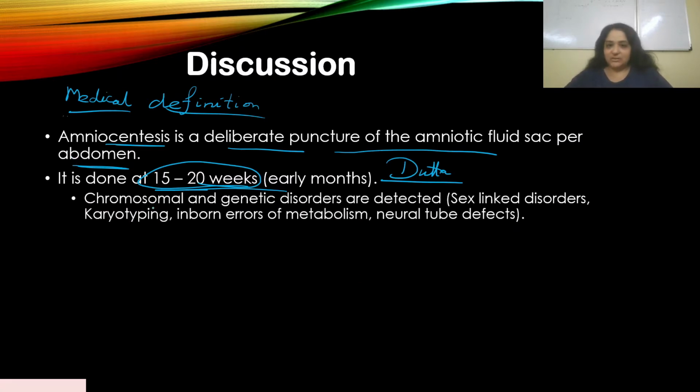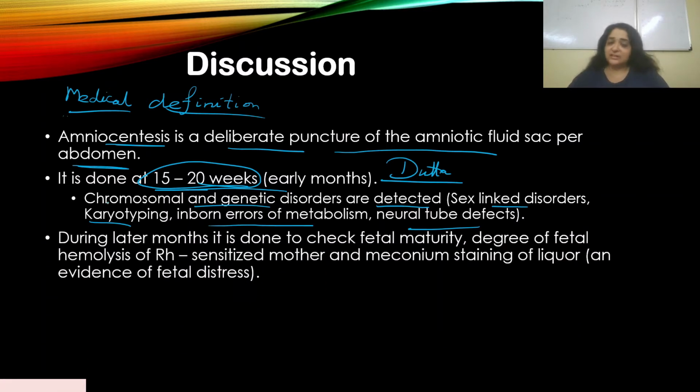Now, what does amniocentesis do? First, chromosomal and genetic disorders are detected. Sex-linked disorders, inborn errors of metabolism, neural tube defects, all these genetic defects can be tested. Karyotyping can also be done. You can see the whole chromosome. This is only one of the advantages of doing amniocentesis, and this is done in the early months.